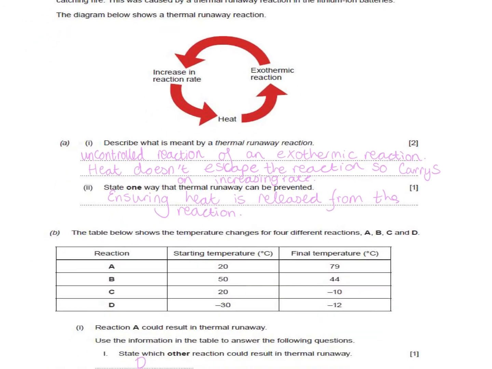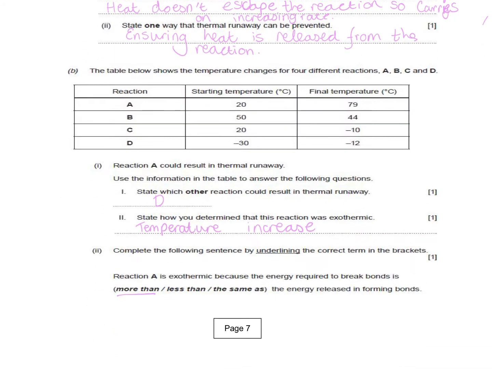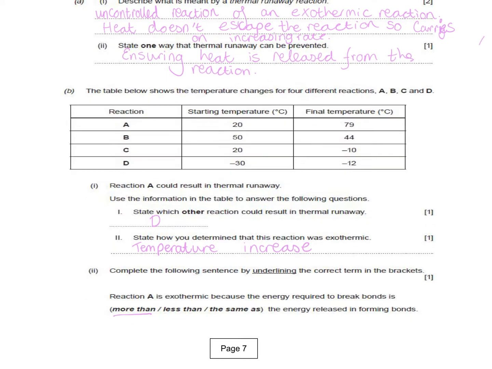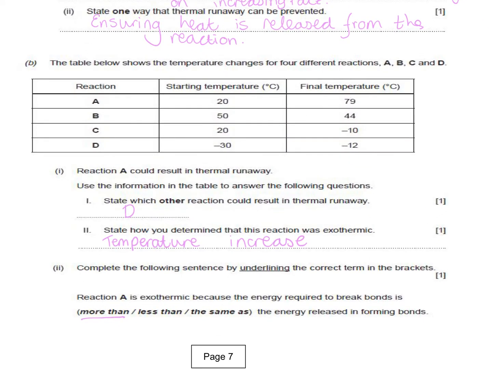Describe what's meant by thermal runaway: an uncontrolled exothermic reaction. Heat does not escape the reaction, so it carries on increasing the rate. One way a thermal runaway can be prevented is ensuring heat is released from the reaction, so letting the heat out. State A is a thermal runaway, state another one.